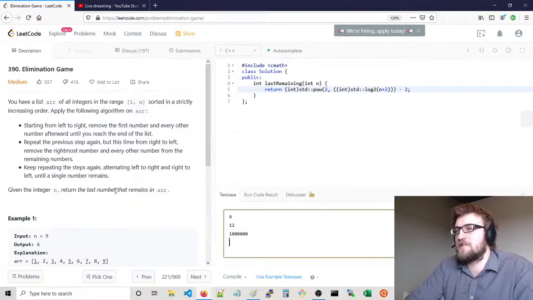1, 2, 3, 4, 5, 6. 1, 2, 3, 4, 5, 6, 7, 8. 1, 2, 3, 4, 5, 6, 7, 8, 9. Some numbers in between.